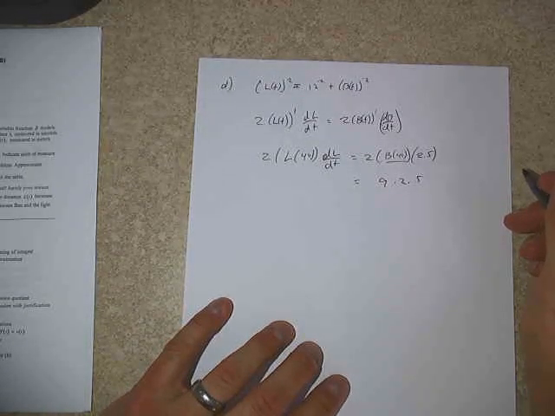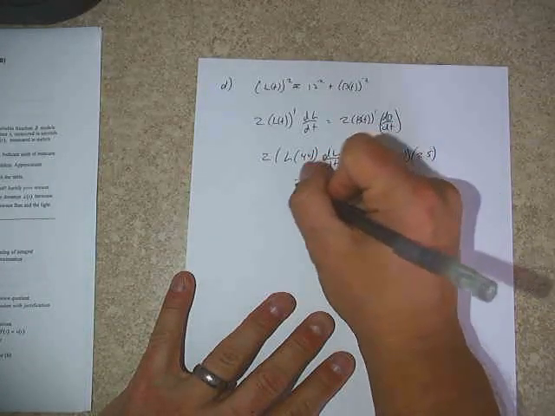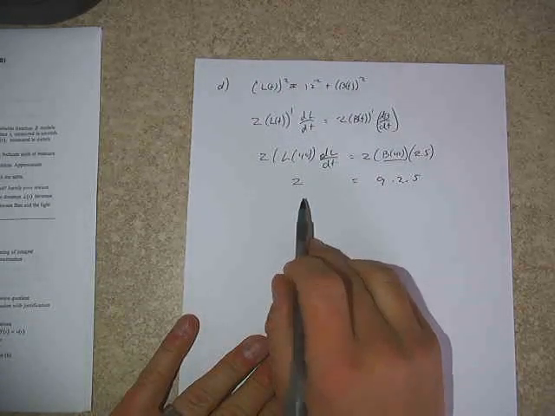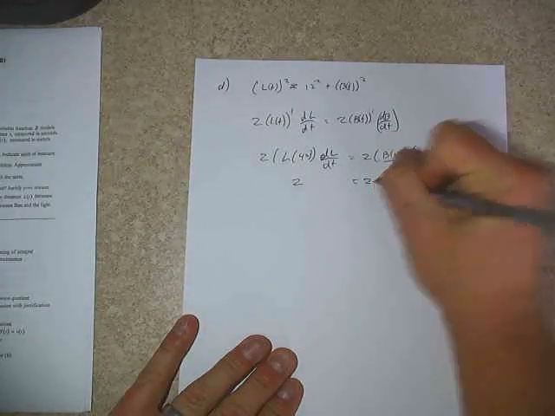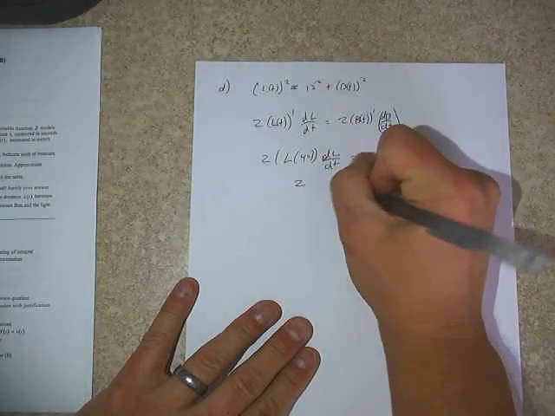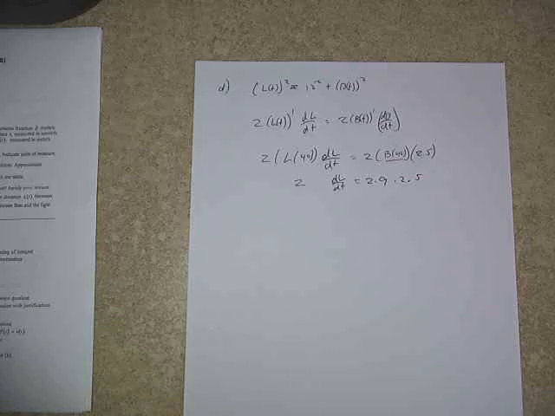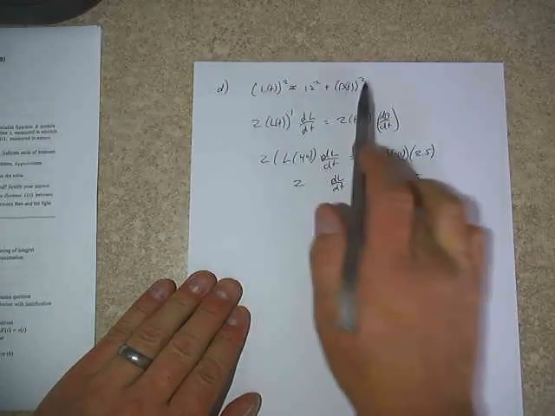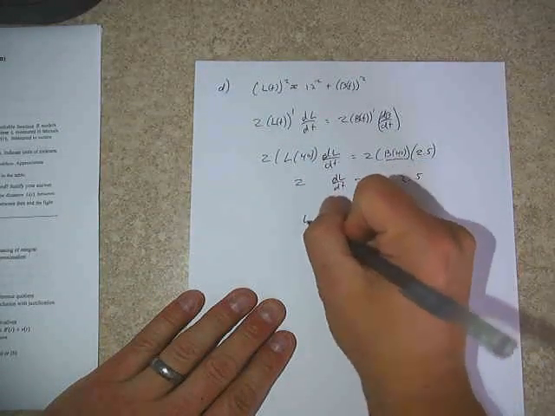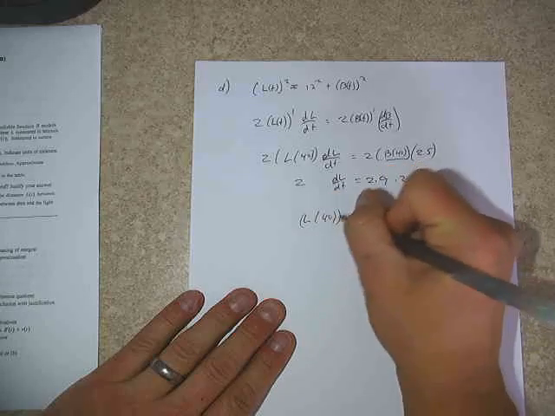So on this side we'd have 2 times 9 times 2.5. Oh yeah, I forgot my 2 there. Thank you. And ultimately over here we'd have 2 times L of 40. What about L of 40? Because ultimately dL/dt is the variable we're looking for here. Is there any way to figure out L of 40?